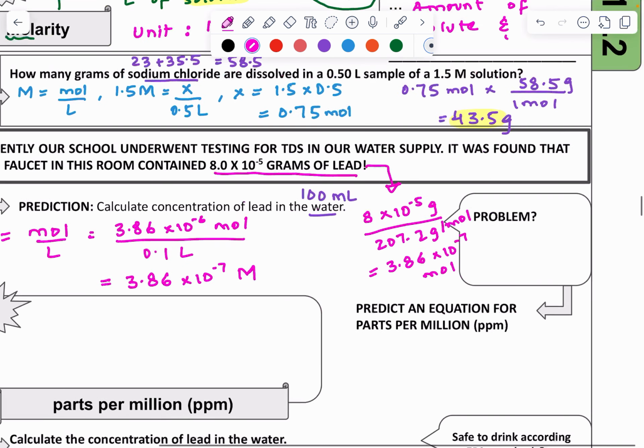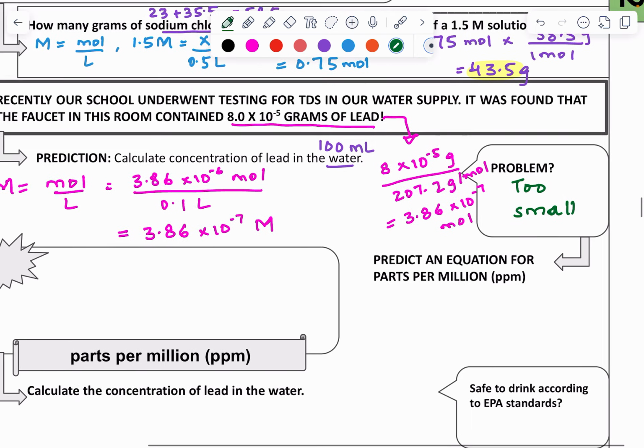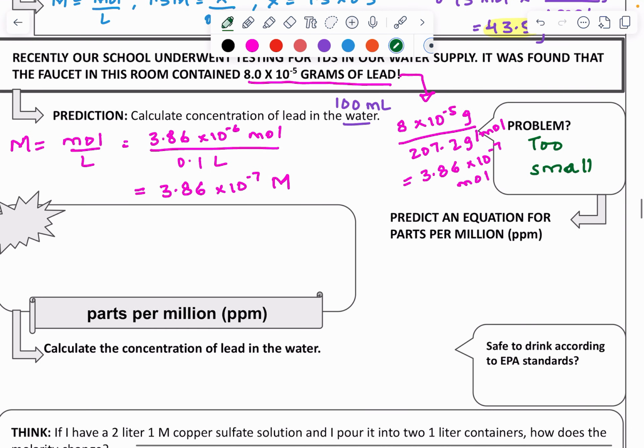Now, the problem with this number is that this is way too small. If you are writing a report to indicate how much lead you have in the water sample that was found at our school, and you have to write this number multiple times, you are probably not going to be very happy with that. So which is why in science we always try to find shortcuts for things. So this is why we have this other unit, parts per million.